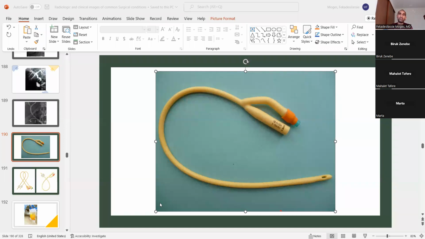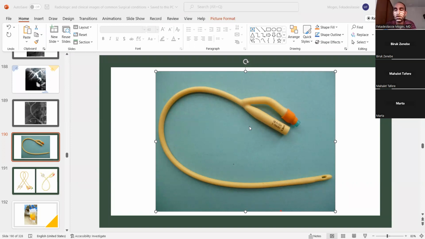All right, good. So what is this? I said your friend because you guys are familiar with this, right? What is that? Yeah, Foley catheter. Excellent. So it's a catheter. You said Foley catheter because there are also other different forms of catheter. There is a metallic catheter. There are different catheters. So this is typically described as a Foley catheter.